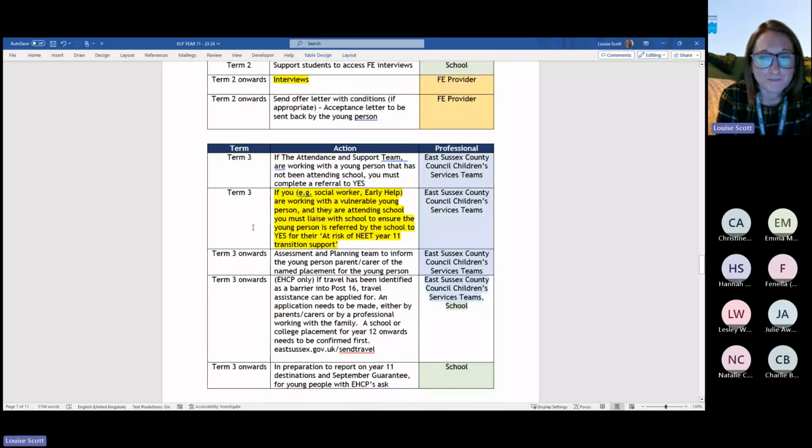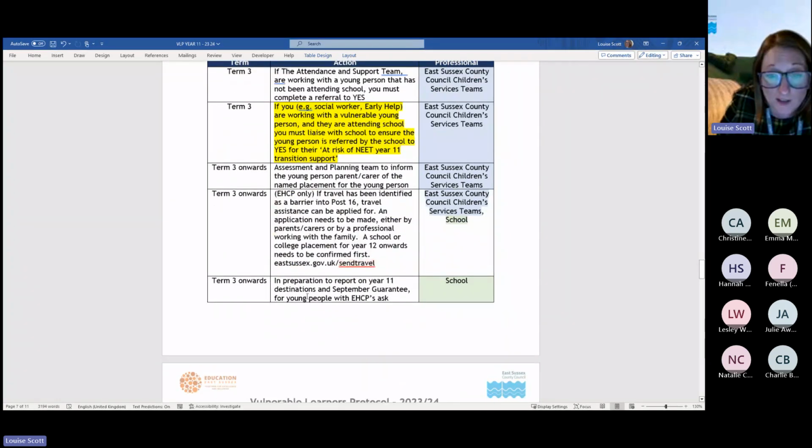So, term 3. This is East Sussex County Council Children's Services. So if you're a social worker, so if you are working with a vulnerable learner, a vulnerable young person, and they are attending a school, you must liaise with the school to ensure the young person is referred by the school to the Youth Employability Service for their risk of Year 11 transition support. So that is one to be aware of. If a young person isn't attending, have the school referred them, or do you need to do a referral to the Youth Employability Service?